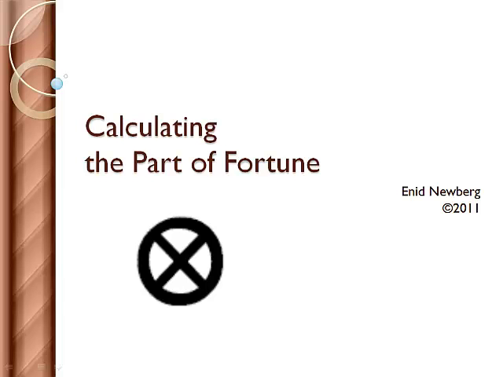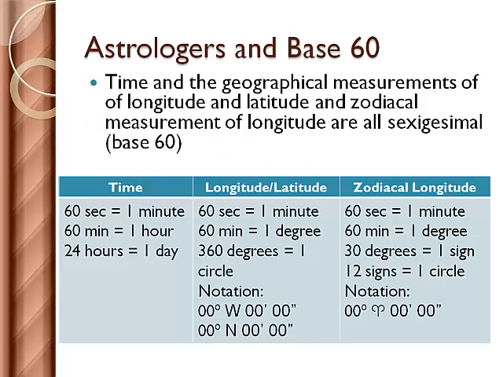This presentation is on calculating the part of fortune and two different methods that you can use. When we talk about calculation for astrology, we're actually talking about base 60. And it's not as scary as it sounds because we do this all the time when we work with minutes and hours in a 24-hour day, as well as with longitude and latitude. 60 seconds is equivalent to 1 minute, 60 minutes to 1 degree.